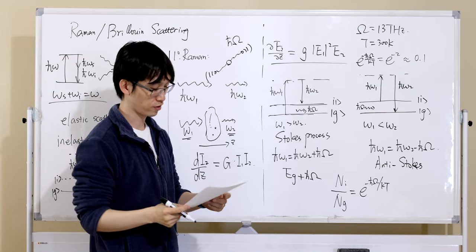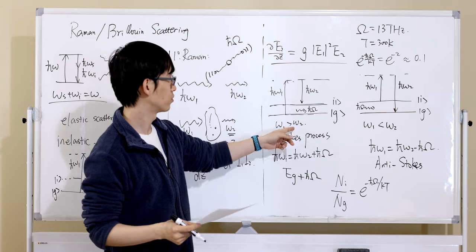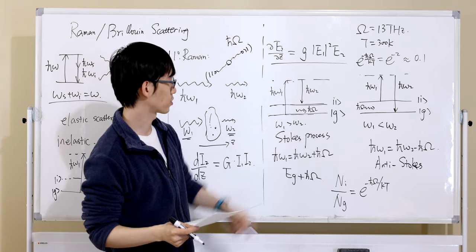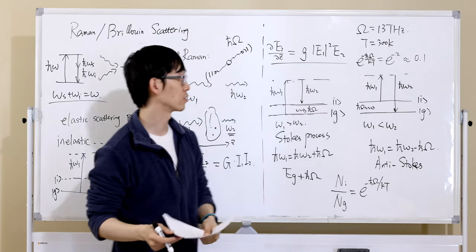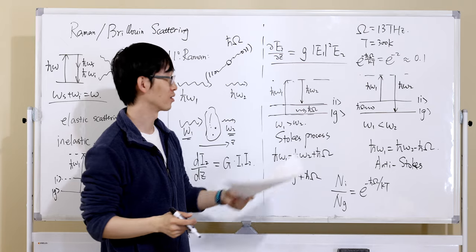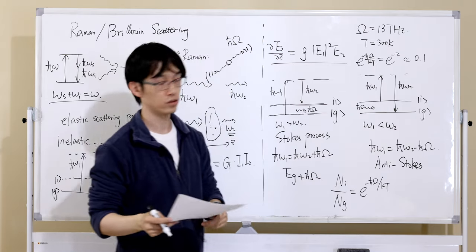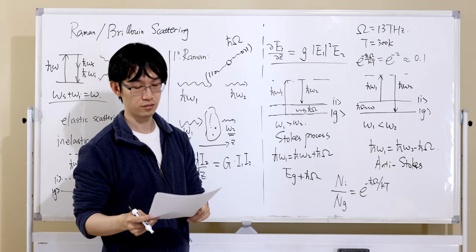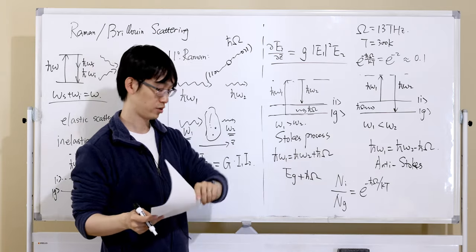So you can see that when you do this experiment, most of the Raman light will be scattered into the lower frequency and longer wavelength, instead of the shorter wavelength and higher frequency.